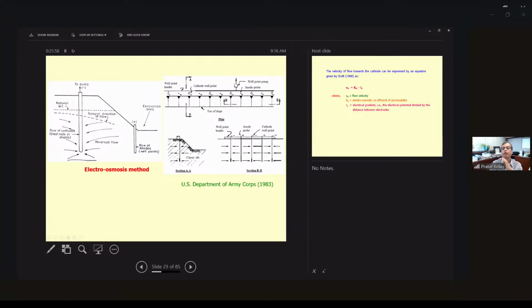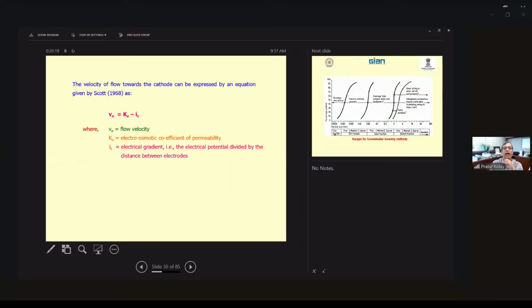This is from the U.S. Army Corps of Engineers: the well point header, and then the well point pump. What are the anode probes and cathode probes? How many do you need? Several of them, and then you put the well point, obviously, to the pump where the cathode is, right? Then there is the velocity of flow towards the cathode.